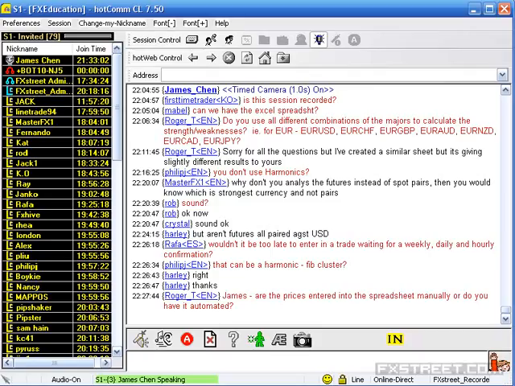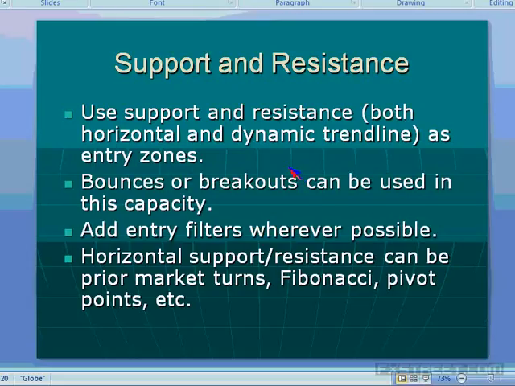Okay, and of course, support and resistance, very, very simple. I use both horizontal and dynamic support and resistance, horizontal levels and dynamic trend lines, to denote support and resistance as entry zones. Bounces or breakouts can be used in this capacity. Horizontal support and resistance can be prior market turns, which I put a lot of faith in, but also Fibonaccis, pivot points, etc.